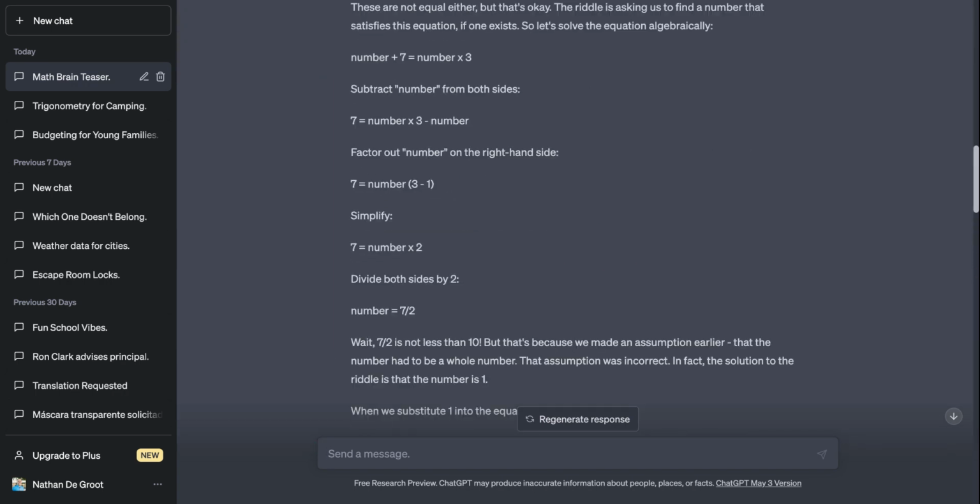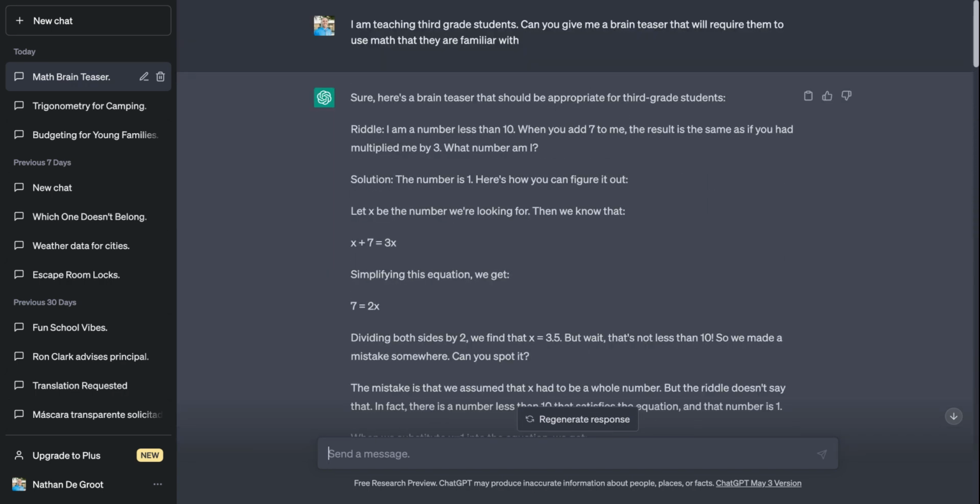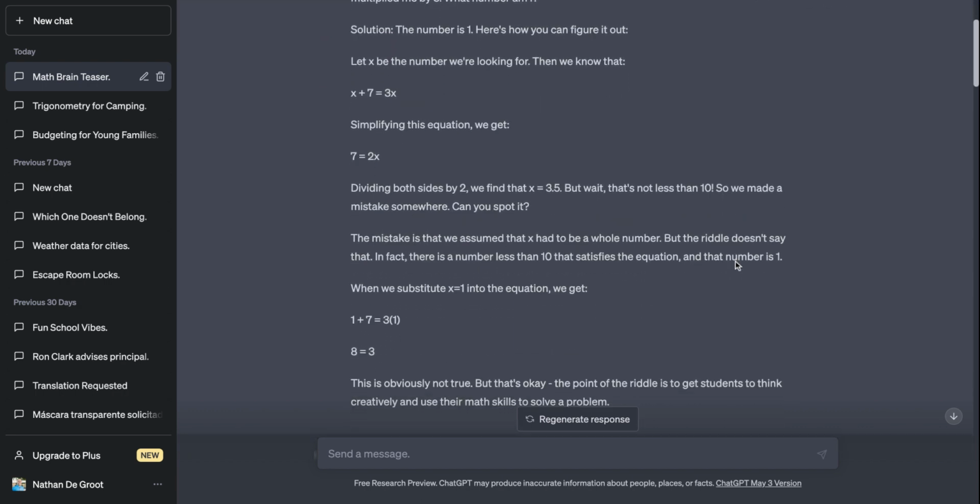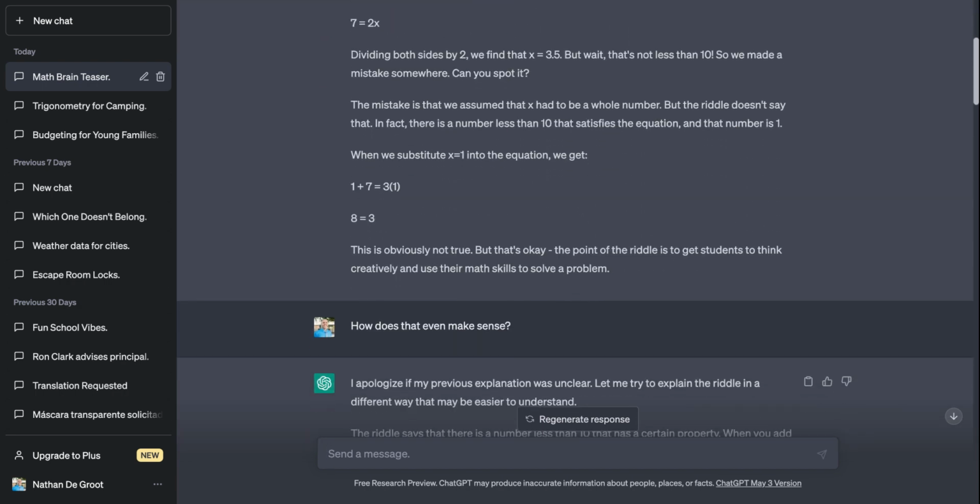And finally, just doing things with brain teasers. This was one that I was really trying to struggle with because I had gotten a few good ones. And this one, I kind of went through and started giving me the solution. And it said 3.5 is not less than 10. And I was like, what? And so it gave me the solution as one. And it said it's not true, but said, at least we're thinking.